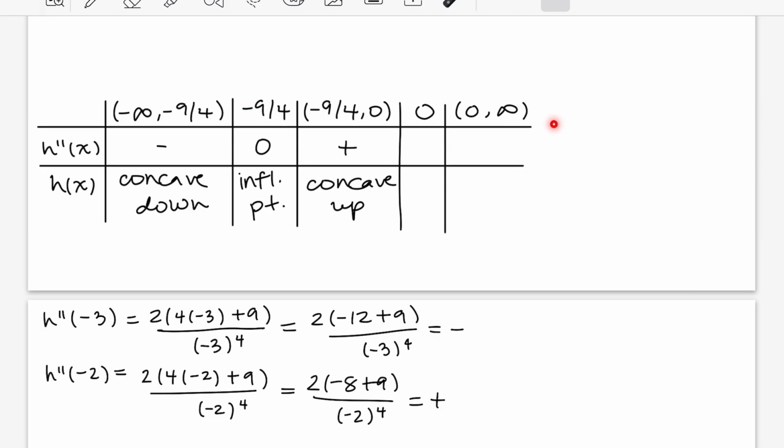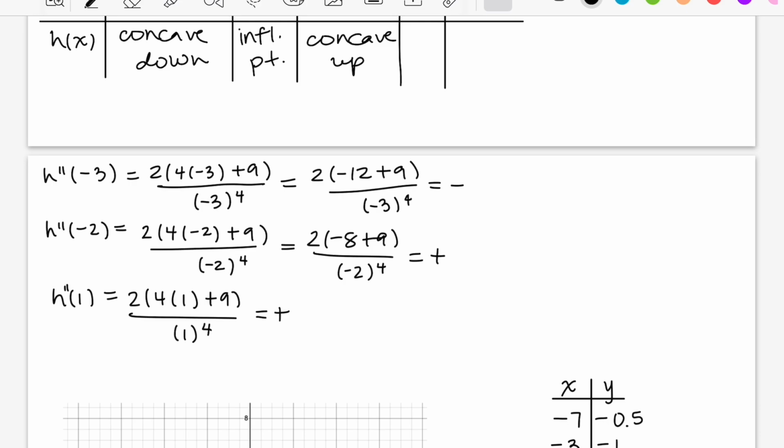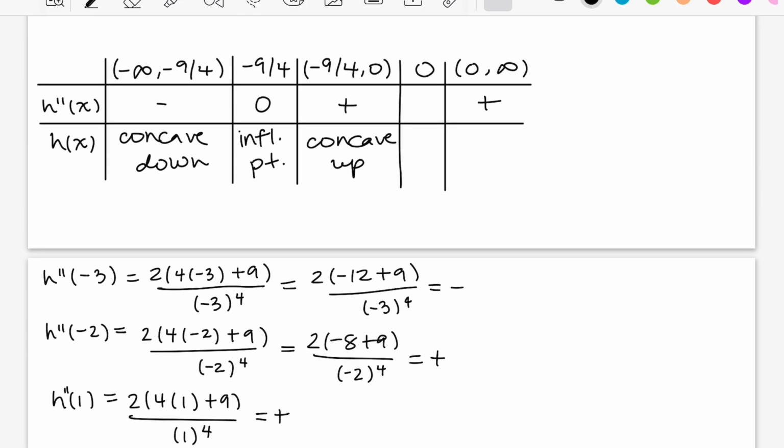And then we still want to find the sign of our second derivative over this interval. So we'll evaluate it at x is equal to 1. And we can see that'll be positive. So we're still concave up over this interval. Okay. And then we also know that our derivative and our function are going to be undefined when x is equal to 0.